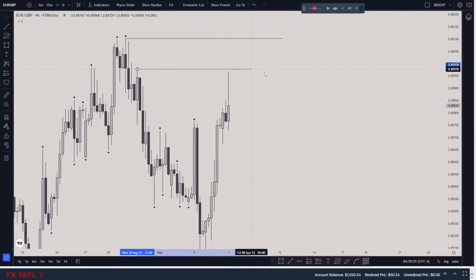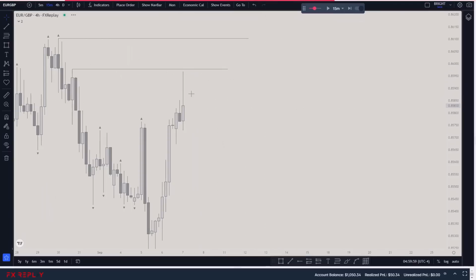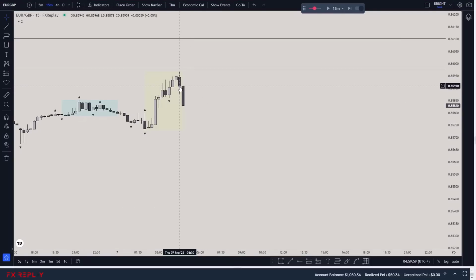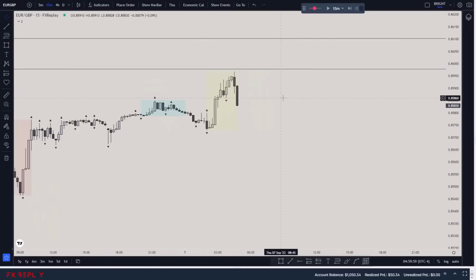Price is too close to this. Now I'm gonna go to 15 minutes. What time is it now? It's the London kill zone. So let's wait actually for this level to be taken.